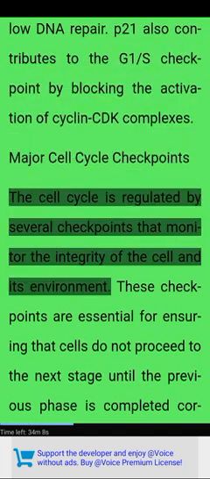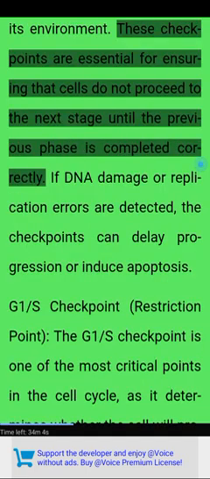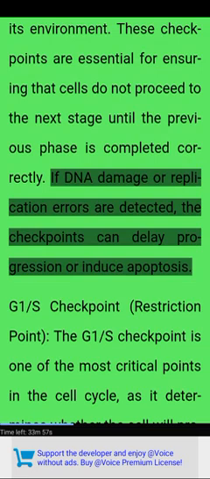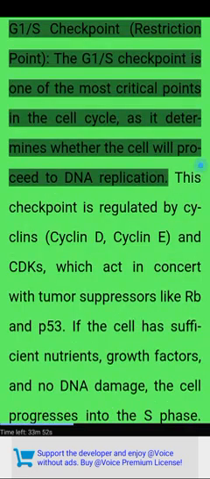Major cell cycle checkpoints. The cell cycle is regulated by several checkpoints that monitor the integrity of the cell and its environment. These checkpoints are essential for ensuring that cells do not proceed to the next stage until the previous phase is completed correctly. If DNA damage or replication errors are detected, the checkpoints can delay progression or induce apoptosis.